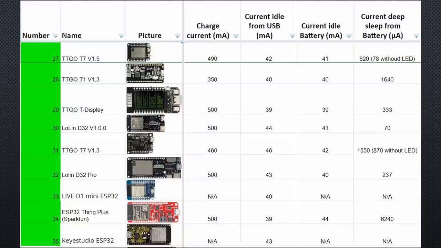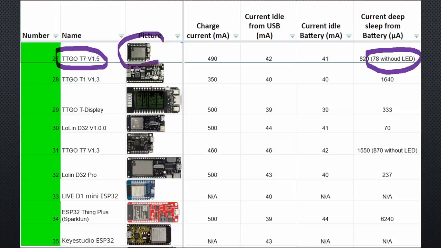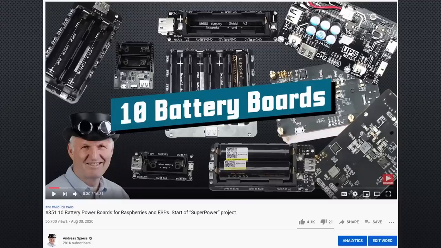Fortunately, the T7 version 1.5 with the V Rover module has a similar form factor and, after desoldering the power LED, only consumes 78 microampere. Much better. I think after this video, this will become my favorite board for battery-operated projects. Till I get one of the boards from the Superpower project of video number 351, of course.